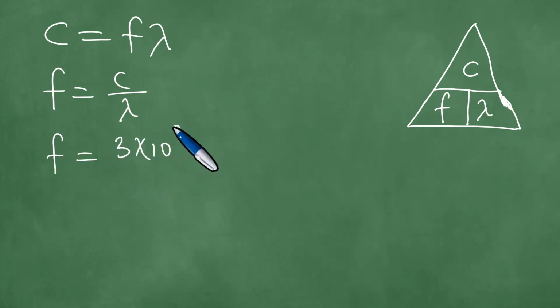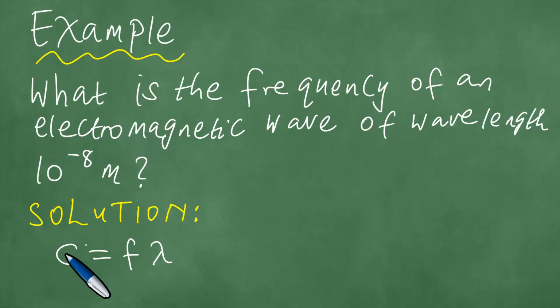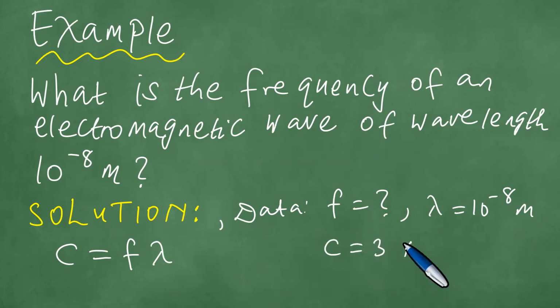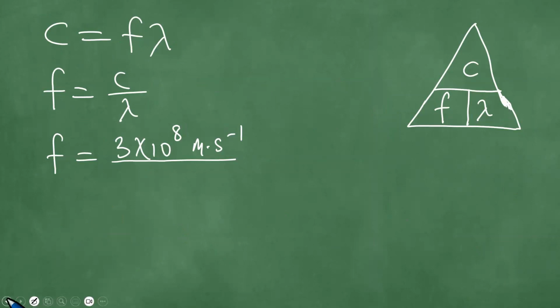It is 3 times 10 to the 8th power meters per second. And the wavelength, what is the wavelength? They want the frequency, so the wavelength is 10 to the minus 8 meters, and C is 3 times 10 to the 8th power meters per second.